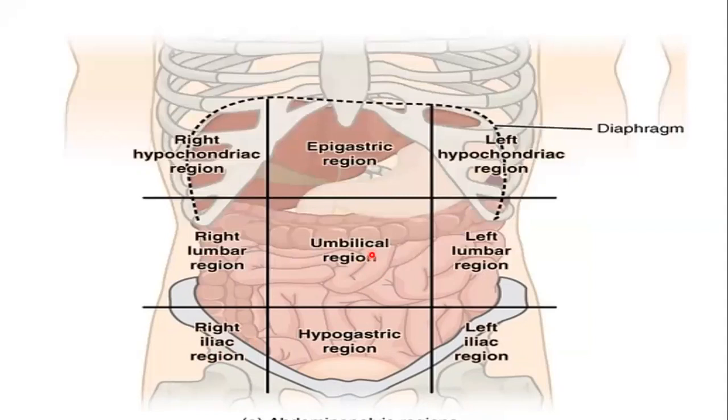So this was all regarding the 9 regions of the abdomen.